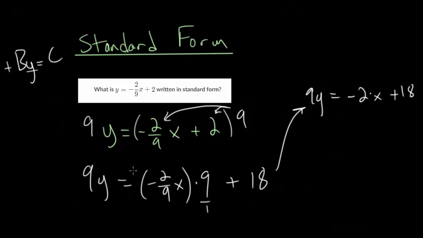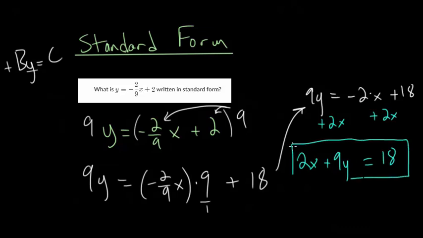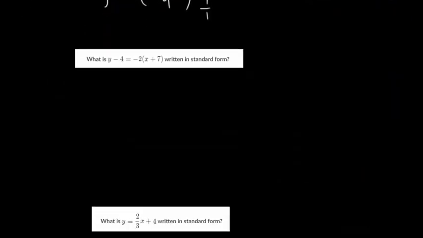And now we want to get all of the x's and y's on the same side of the equation. So I'm going to add 2x to each side. And typically, you'll write the x's first, though it honestly doesn't really make a difference. And so this equation right here is our standard form for the equation that we were given. Notice that we were given this equation in slope-intercept form, but that we needed to change it to standard form. So let's now go through a couple more examples.